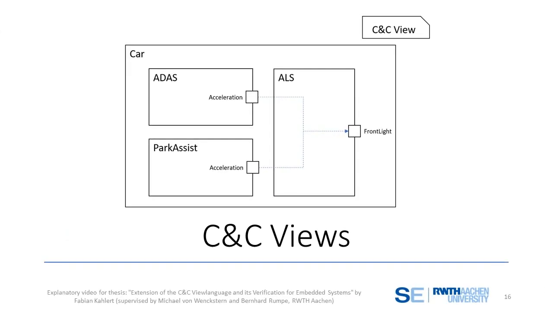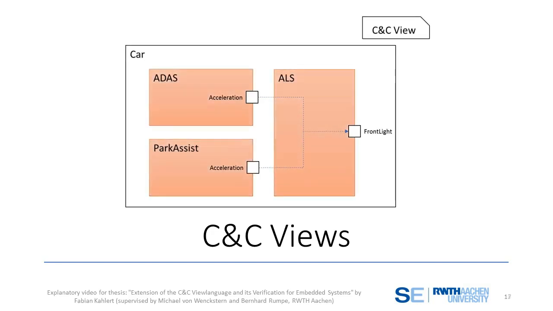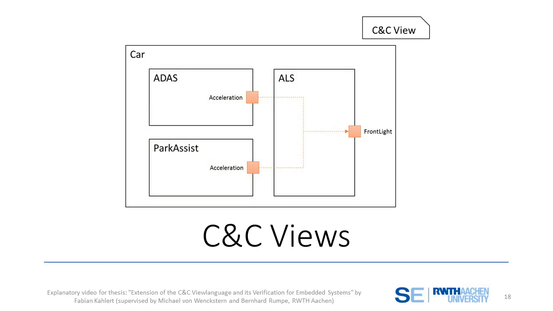Now the second view. First, note that the 3 shown components, ADAS, Park Assist and ALS, are now on the same hierarchical level. This is possible due to the previously mentioned abstractions over the hierarchy. The acceleration ports of the 2 components, ADAS and Park Assist, should somehow affect the calculation of the outgoing data of the Adaptive Light System's frontlight port. This, however, is not the case in the model, which is why the model doesn't satisfy the view.